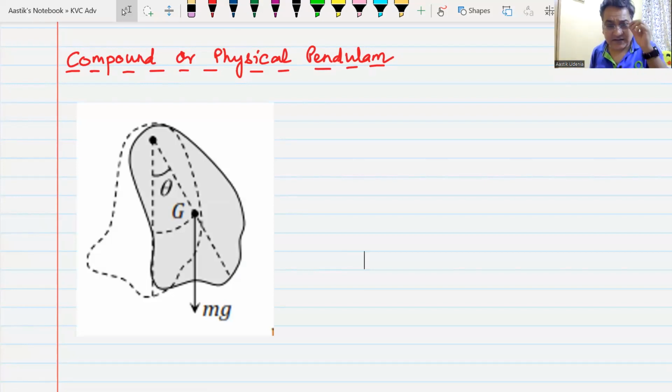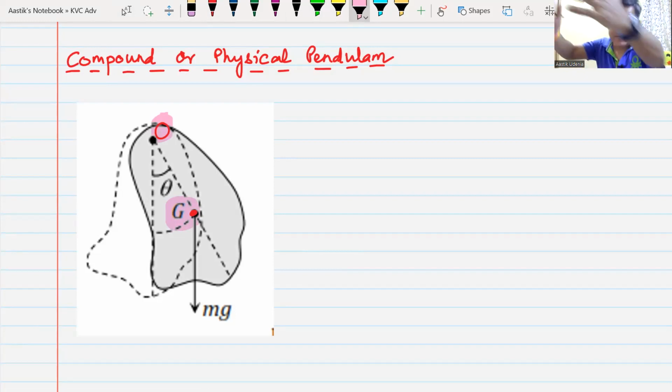It could be of any shape, and obviously we are not going to hang it from the center of mass. You can see this point G. G is the center of mass. Do you see this? This is the center of mass of the body, but what we have done here is we have pivoted it about some other point. Let me call this point O. This body is pivoted about the point O, which is not the center of mass. Do we understand this?